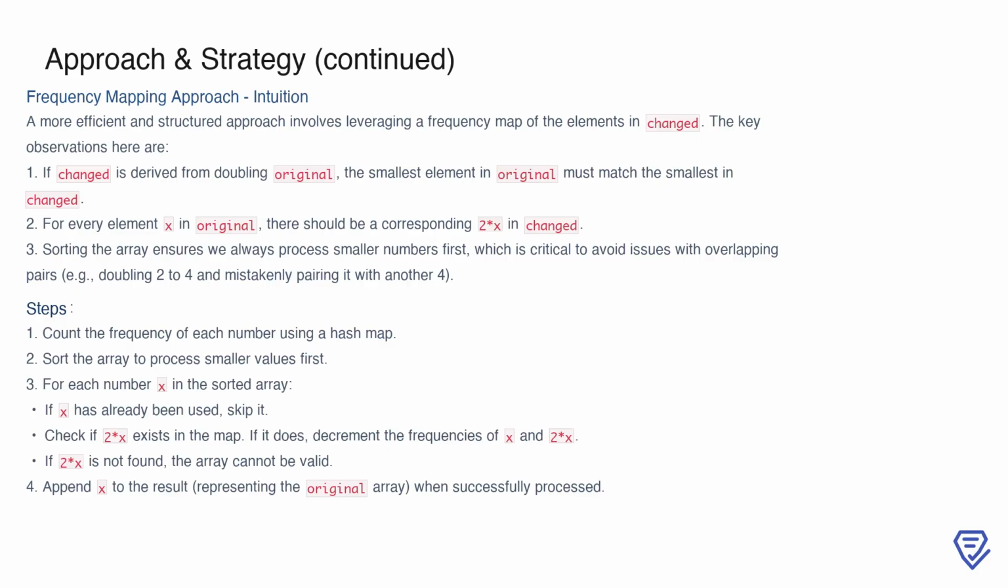The steps are straightforward. First, we count the frequency of each number in changed using a hash map. Then, we iterate through the sorted array, processing each number in order. If a number x is already used, we skip it. Otherwise, we check if 2*x exists in the map. If it does, we decrement the frequencies of both x and 2*x. If not, the array is invalid. Successfully processed numbers are appended to our result, which ultimately reconstructs the original array.